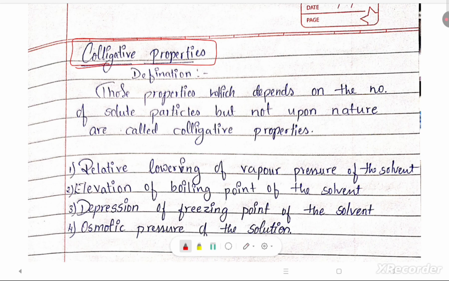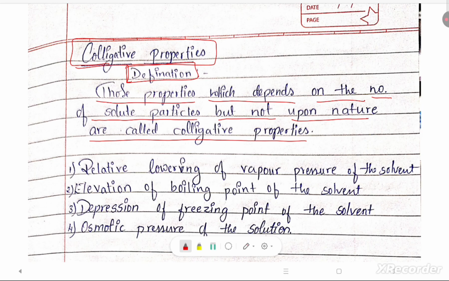So first they may ask a definition of colligative property. So colligative property means what? Those properties which depend on the number of solute particles but not upon the nature of solute particles are called colligative properties. That means how many particles you add is what matters. Which particle you add has no effect on the properties. So those properties are called colligative properties. Remember the definition. They may ask the definition.